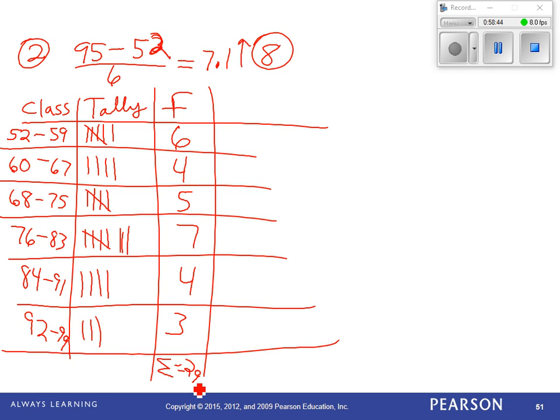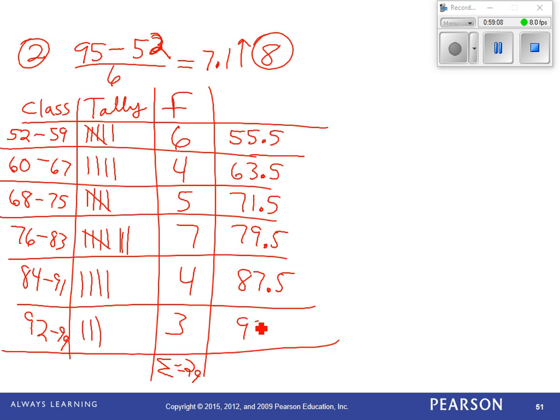Class midpoint. 55.5, is that what you said? Then, if you can add 8 to each one, it's gonna make it easier. 63.5, 71.5, 79.5, 87.5. Can you do it that fast, Brandon? 95.5. It's like I'm a mathematical genius, isn't it? Just add the answer.